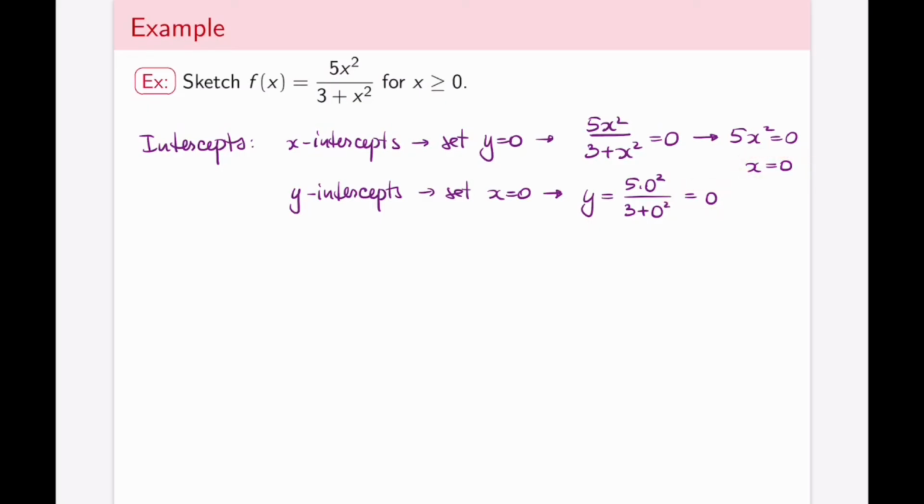This gives me a point to plot on the graph. Now, I am going to utilize the power analysis, which means I'm going to analyze what my function looks like for small values of x, as well as what it looks like for large values of x. So what am I going to have in each case?